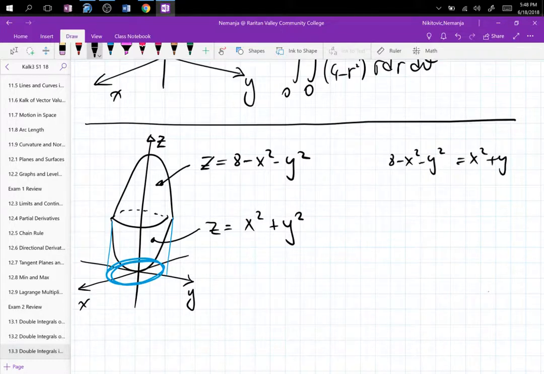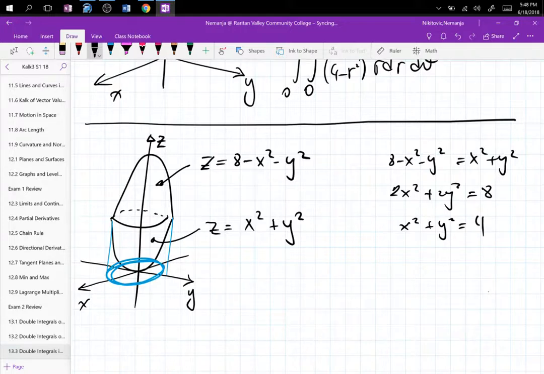squared plus y squared. This is going to be 2x squared plus 2y squared equals 8. And then finally, x squared plus y squared is equal to 4. And we see that r is equal to 2 from there. Remember, no negative on r. It's a distance.